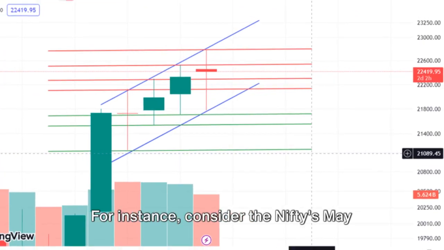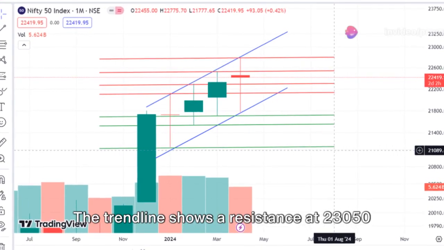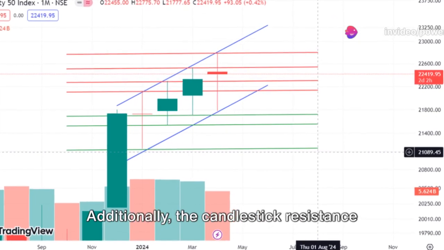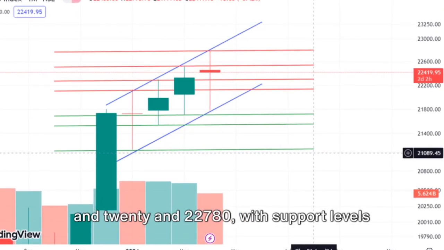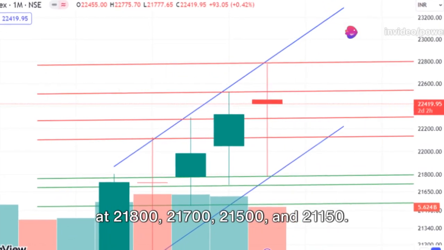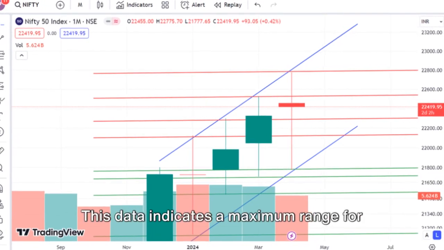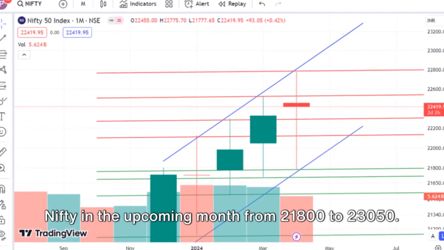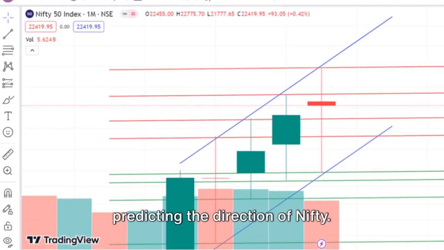For instance, consider the Nifty's May month prediction. The trend line shows a resistance at 23050 and a support at 22000. Additionally, the candlestick resistance levels from previous months are at 22550 and 22780, with support levels at 21800, 21700, 21500, and 21150. This data indicates a maximum range for Nifty in the upcoming month, from 21800 to 23050. With these steps, you can start predicting the direction of Nifty.